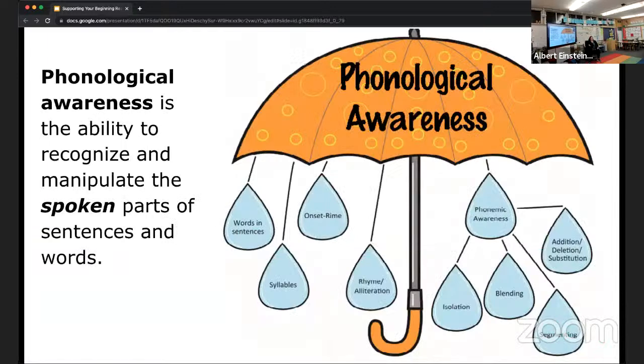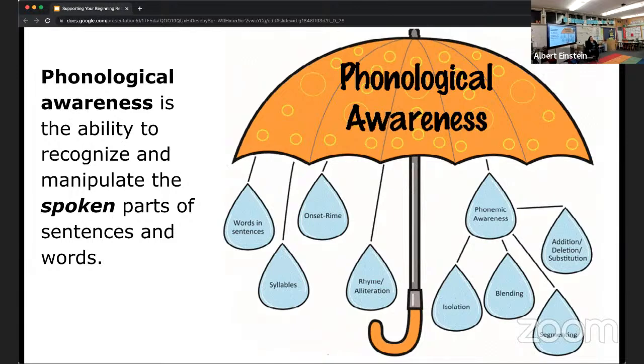So phonological awareness is the ability to manipulate and do things with those sounds that they hear. This is before you're even asking your children to look at letters, to look at words. This is just them hearing things. So there's all these different things that fall under the umbrella of phonological awareness.